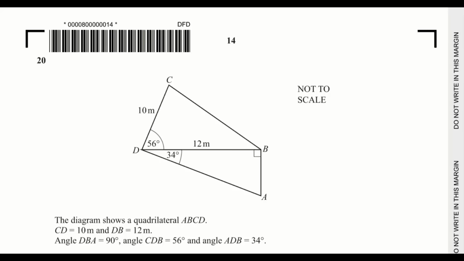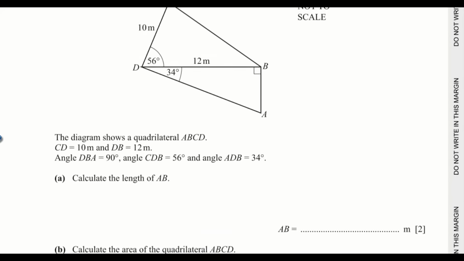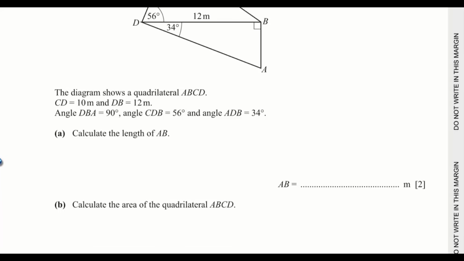That will be question 20. The diagram shows a quadrilateral ABCD. CD equals 10 meters and DB equals 12 meters. Angle DBA equals 90 degrees. Angle CDB equals 56 degrees. And angle ADB equals 34 degrees. Calculate the length of AB.